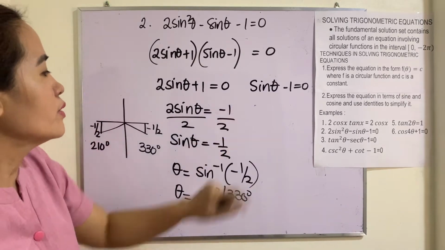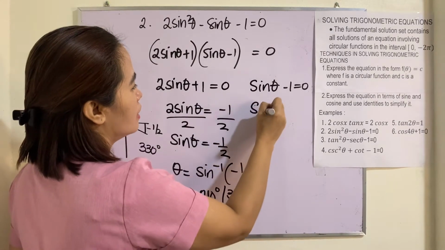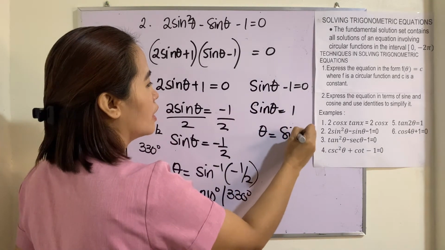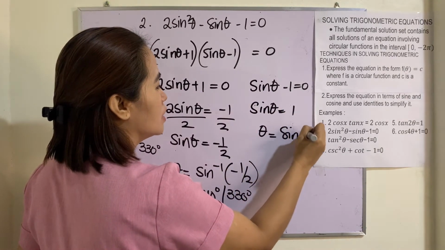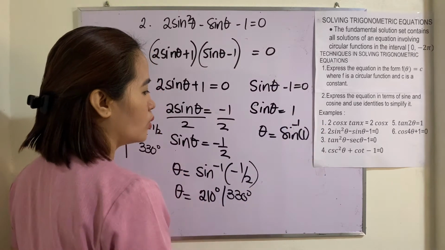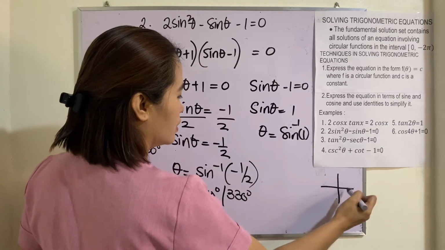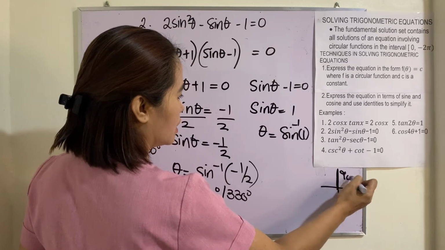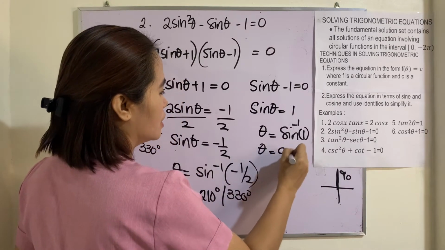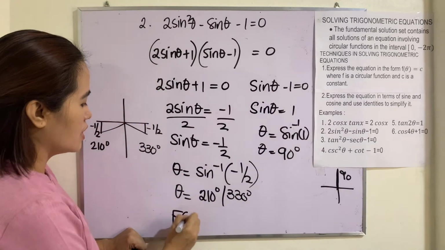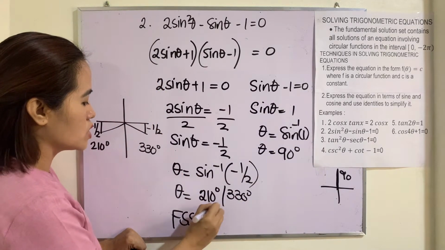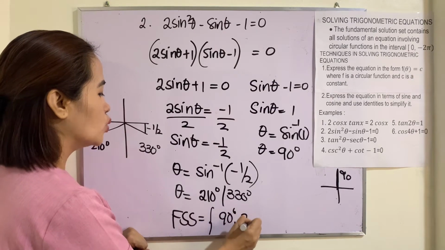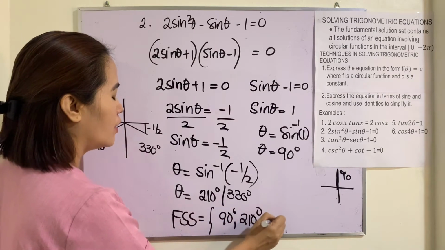Okay. What about this? We have sine theta is equal to 1. Getting the value of theta, we have arc sine 1. Arc sine 1, we have here, sine of 90 degrees is 1. So this is 90 degrees. So our FSS, our fundamental solution set, will be 90 degrees, 210 degrees, and 330 degrees.